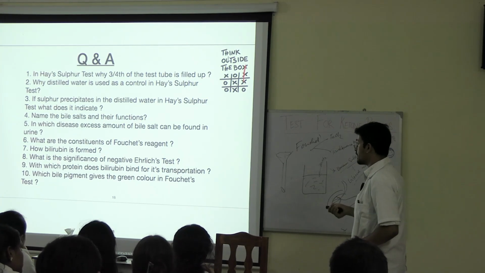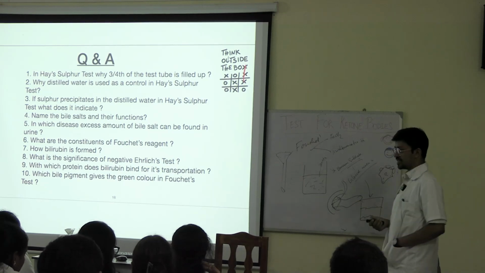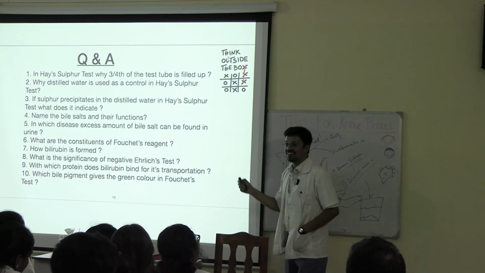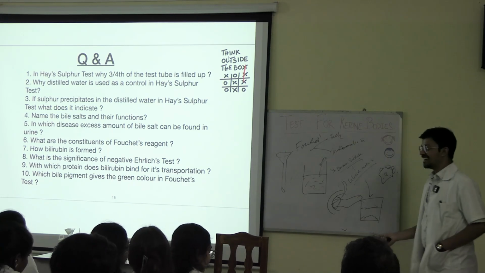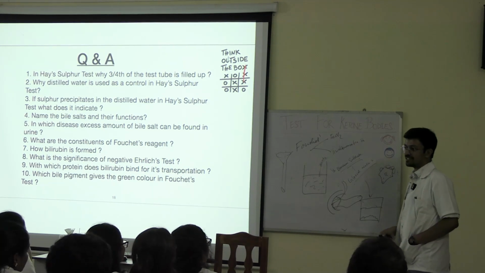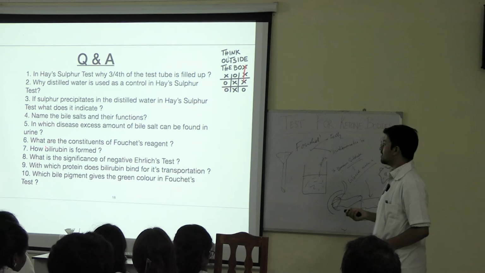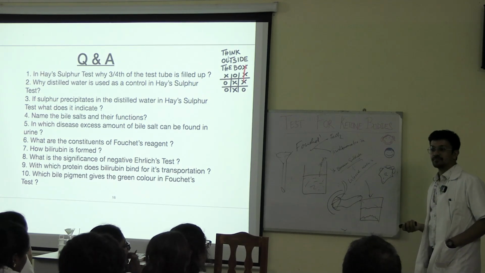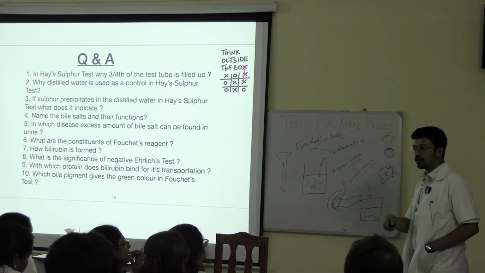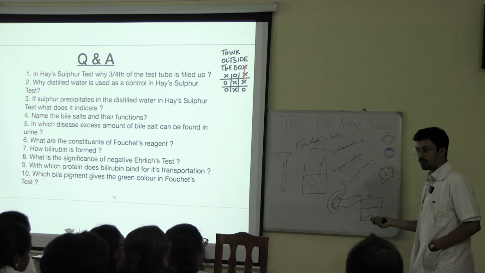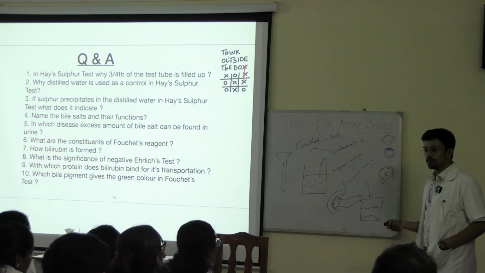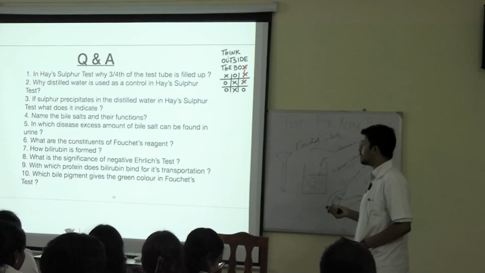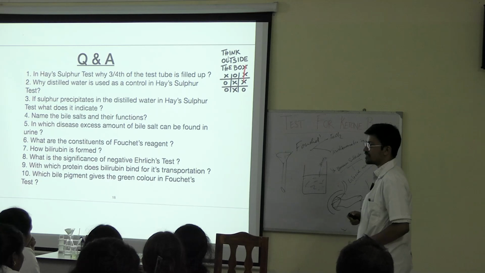Fine, lovely. Now, what are the constituents of the Fouchet reagent? Ferric chloride and trichloroacetic acid. Okay, that's all. Now, how is bilirubin formed? Breakdown of hemoglobin. Hemoglobin breaks down into heme and globin. Heme converts into biliverdin. Biliverdin converts into bilirubin. Fine, lovely. Now, what is the significance of the negative Ehrlich test?